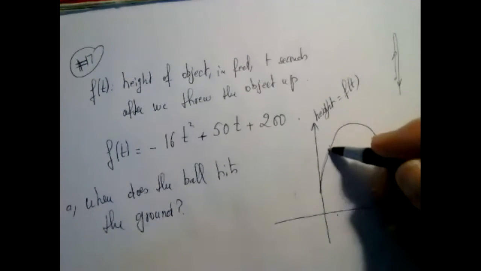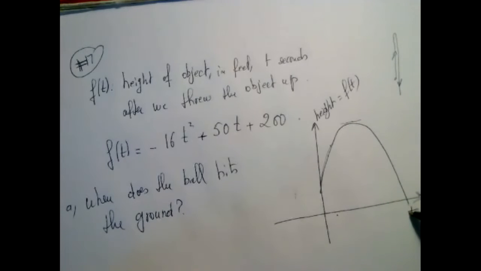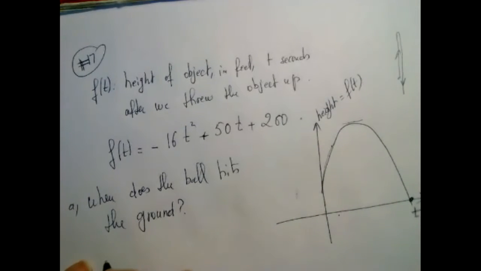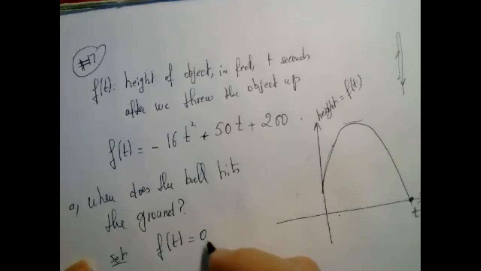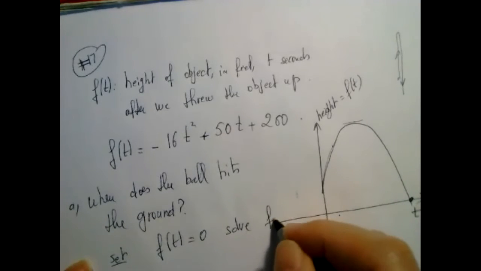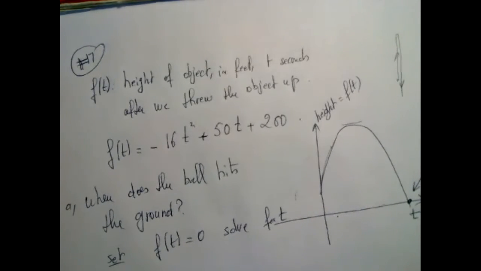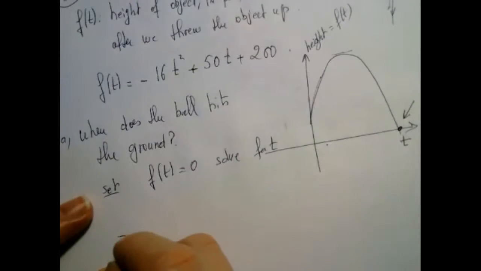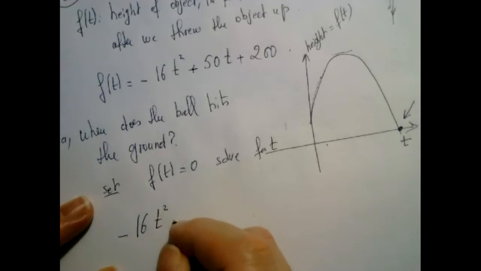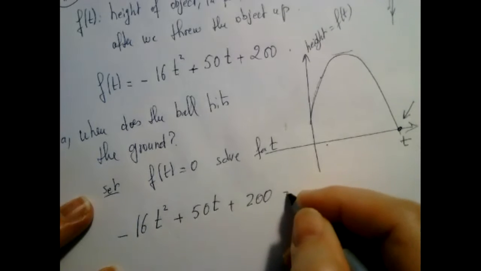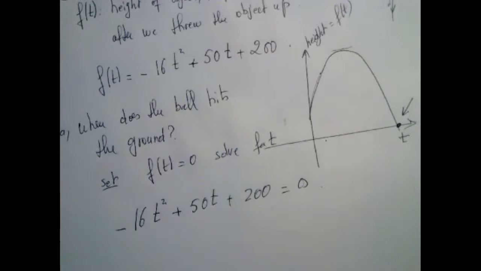So you throw it up, it reaches maximum height, then it goes down. When the output is 0, exactly. The ball hits the ground when f of t is equal to 0. Okay, so we're going to set f of t equals 0 and solve for t. So the ball hit the ground right there when the height is equal to 0.